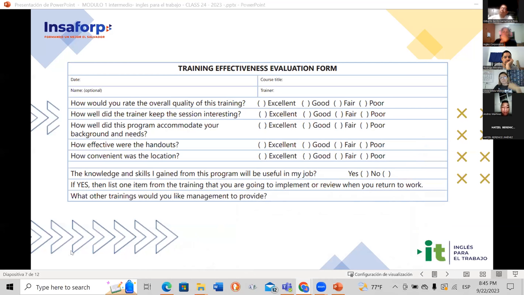Do you have questions about how you are going to create the evaluation form? Make sure that you create the correct questions here, because that will be read by someone, okay, and they will select the correct rate.